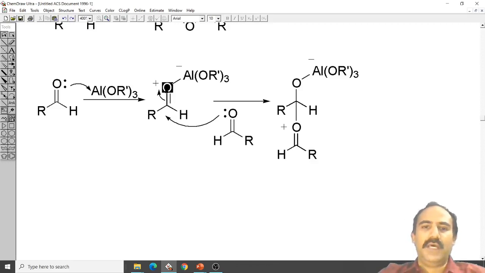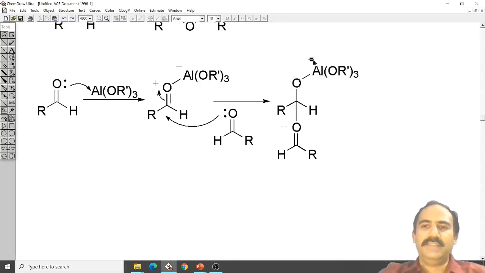Now both electrons are in the vicinity of oxygen. Actually, one electron belonged to this carbon. So this carbon lost one of its electrons. In other words, oxygen gained one extra electron. So oxygen had already a positive charge. Now it becomes neutral. When a positively charged species gets an extra electron, it will become neutral.